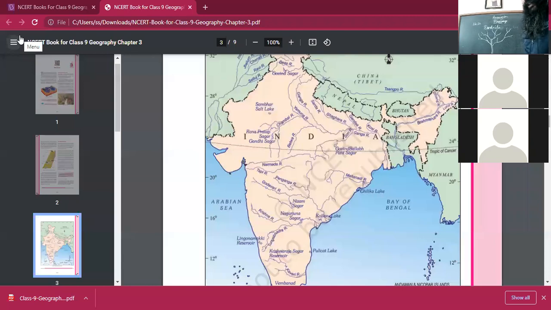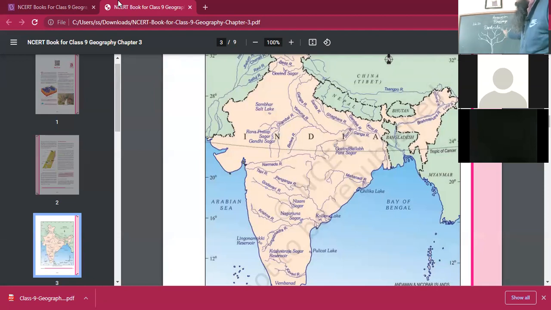In this pattern, the tributaries come from different directions to meet the main river. Like the branches of a tree, the small streams meet larger ones, and the larger streams join the main river when they flow according to the slope of a region.